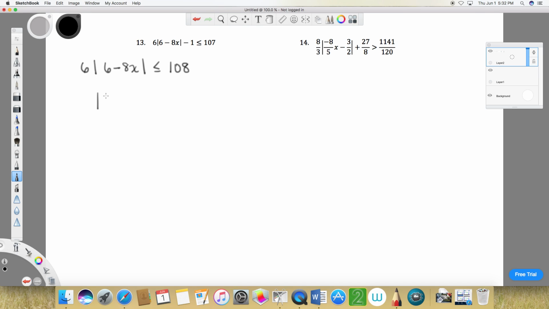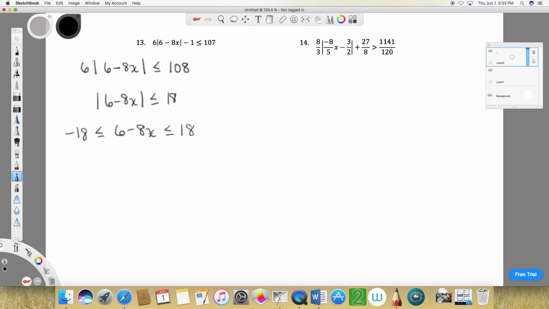If I divide both sides by a positive 6, since it's positive, I don't have to change the direction of the arrow, and I think 108 is divisible by 6. Let's check my calculator and see. Yeah, 18 is what I'm getting. So I can write this as a compound inequality: negative 18 is less than or equal to 6 minus 8x, strictly less than positive 18. I know that with the arrow pointing towards the absolute value, I'm going to shade the middle part of the number line, not the tails.